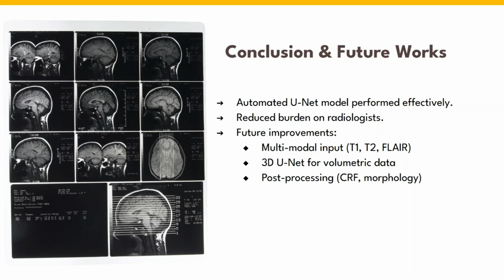In the future, we want to use multimodal MRI inputs like T1 and T2 along with the FLAIR. Upgrade to a 3D U-Net model, which can learn from the full MRI volume, and add post-processing techniques like CRFs to clean up the segmentation boundaries. With these improvements, our system can become more powerful and useful in real-world hospital settings.